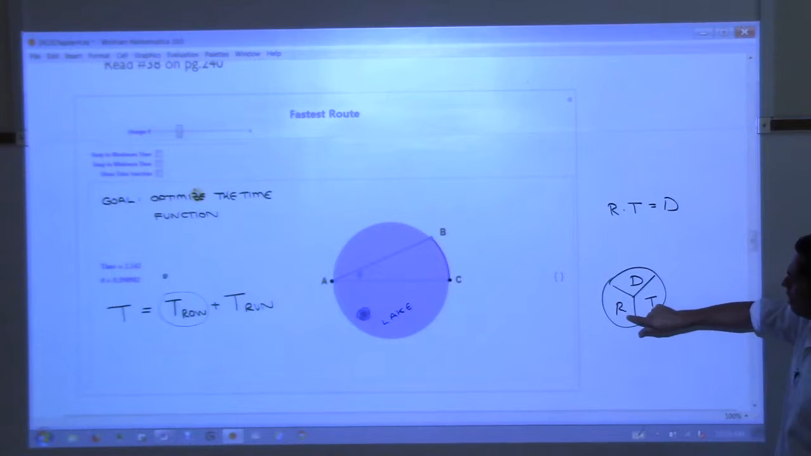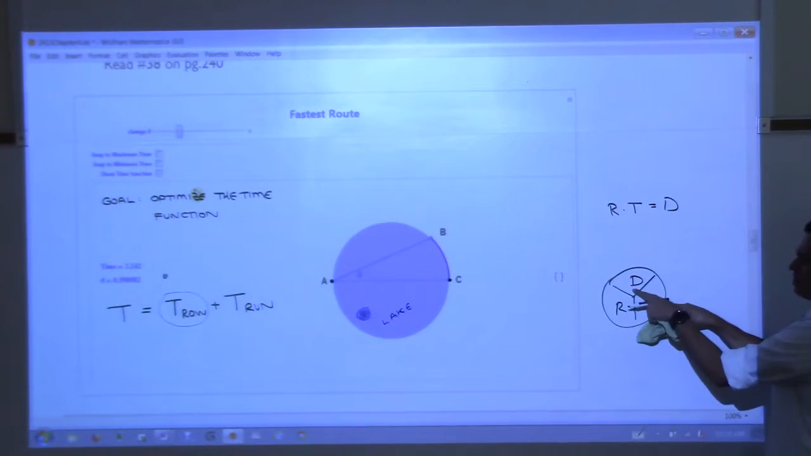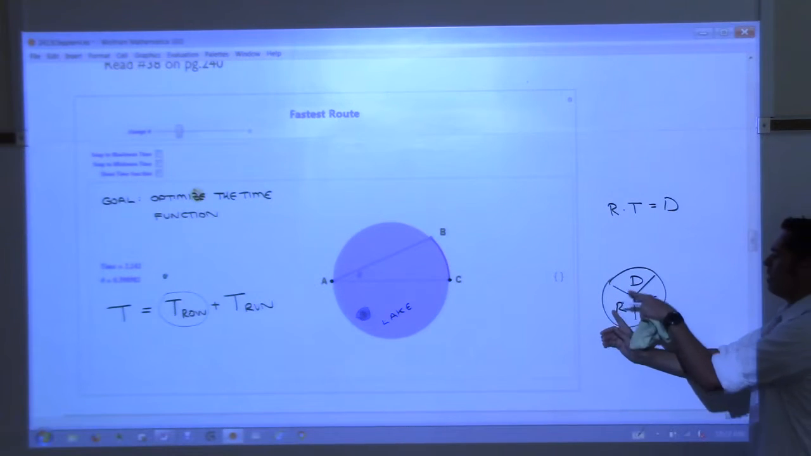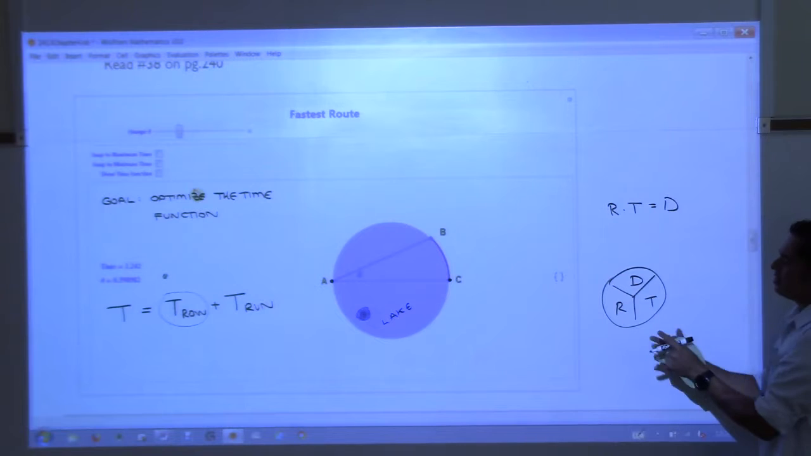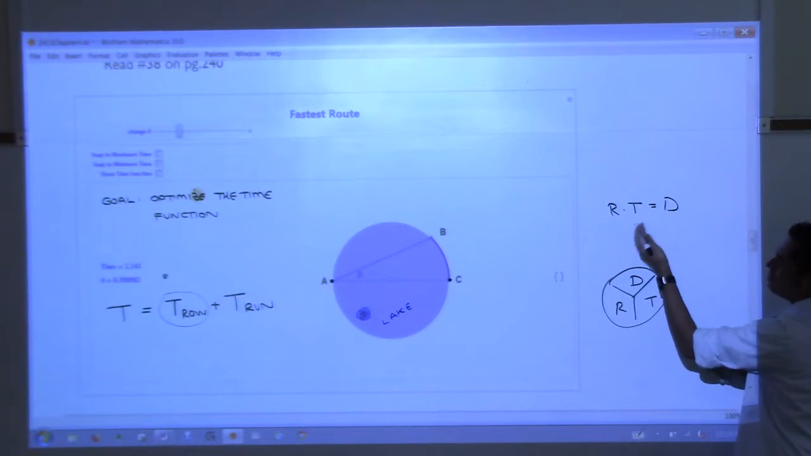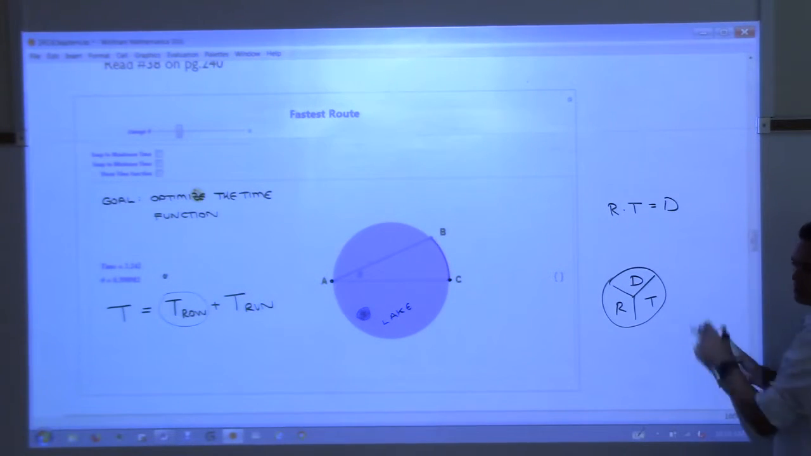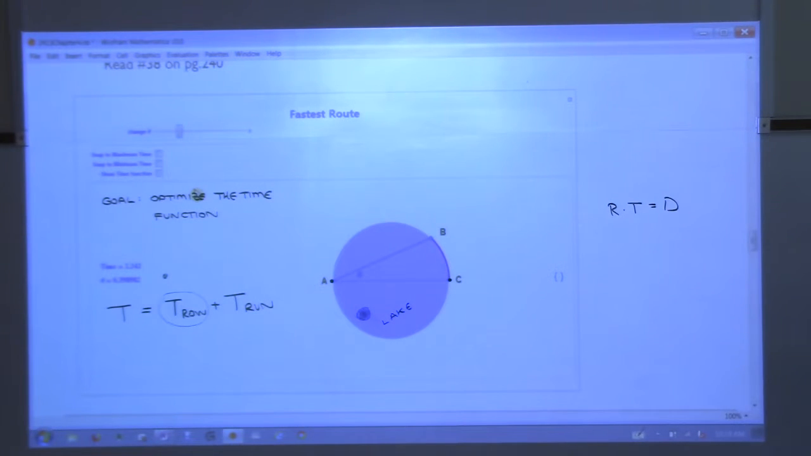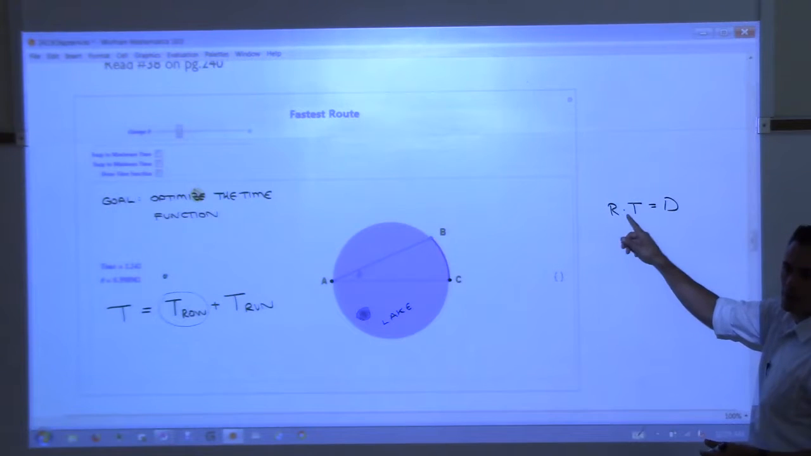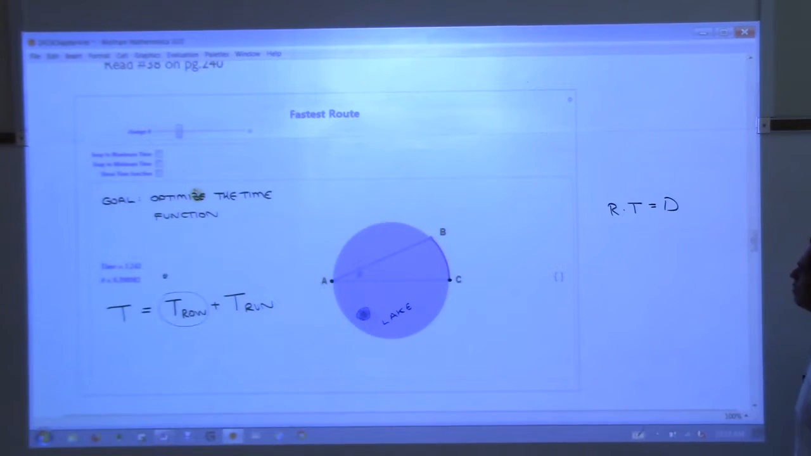If you want to know rate times time, it's distance. Time is distance over rate. Rate is distance over time. Has anyone ever seen something like this? It's cute, but it's just this equation. You could solve that for T or R or D. Those are cute things, but you could solve for T here by dividing by R. You could solve for R by dividing by T. You get the same equations.